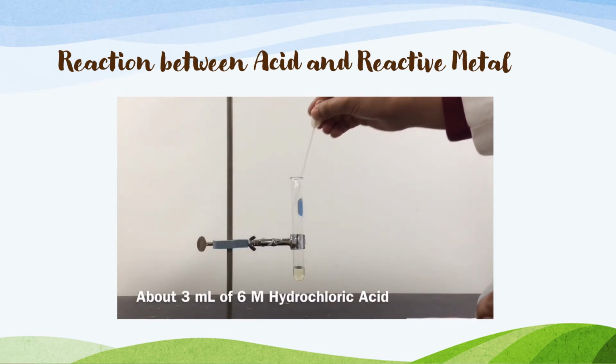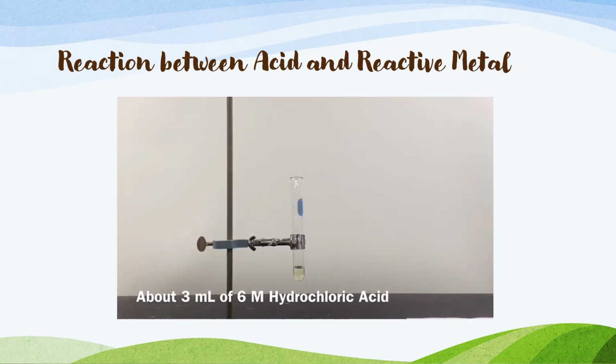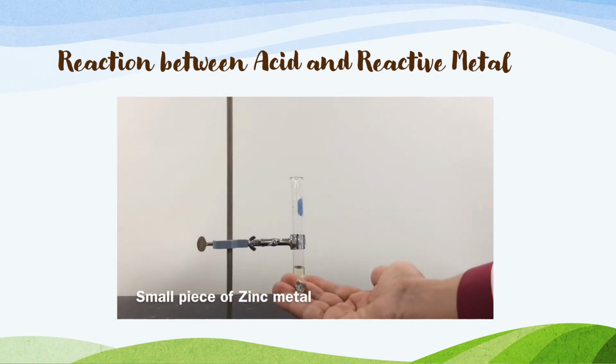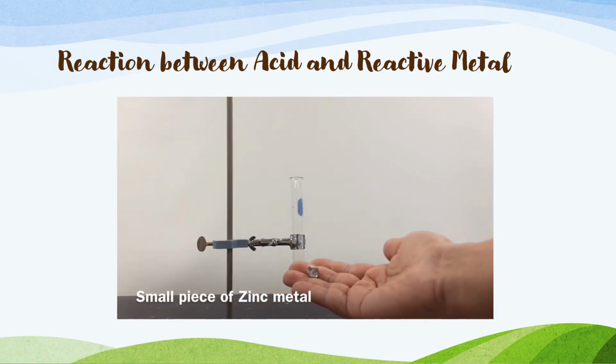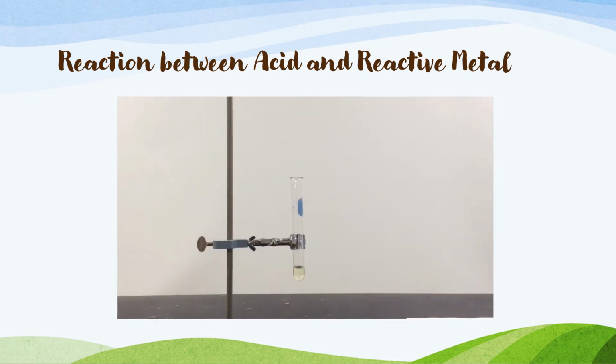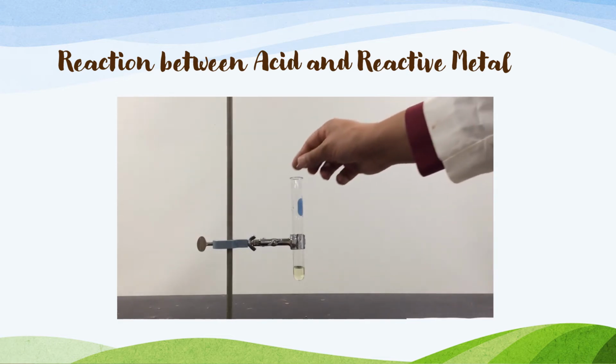This particular hydrochloric acid has a concentration of 6 moles per liter, so it's pretty concentrated. Then I'm going to take a little piece of zinc metal. I have the zinc metal in my hand here, as you can see. It's pretty shiny, just like most metals are, and it's silvery in color. And I'm going to drop the zinc into the acid.